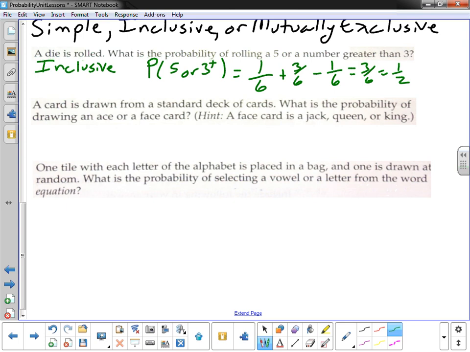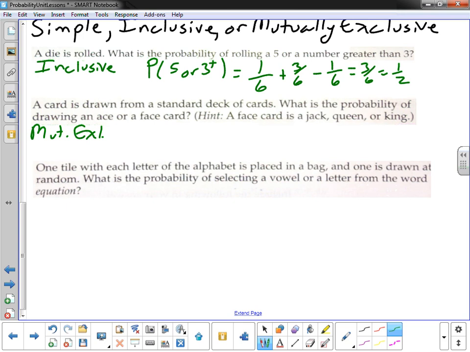Now what if a card is drawn from a standard deck of cards? We know what that is. What is the probability of drawing an ace or a face card? Well, a face card is just a jack, a queen, or a king. Since I want an ace or a face card, that's 2 separate things, so it's not simple. But an ace and a face card don't overlap, so this means it's mutually exclusive.